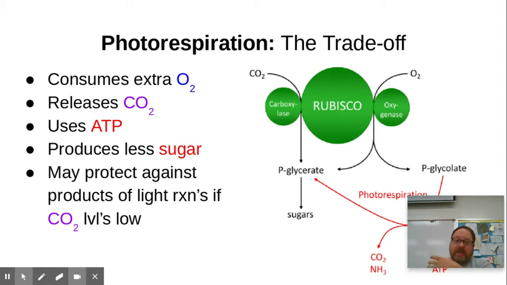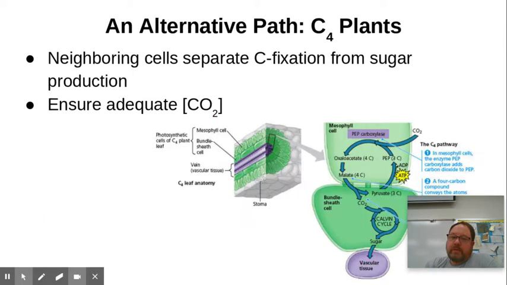Now, why would it still retain that function even if it's metabolically costly? Some people also think that this prevents the accumulation of some of the products of the light reactions. Some of the products of the light reactions, if they accumulate, can be damaging to the cells. So they think that this is a way for plants to survive without having too much toxic material accumulate. All right, now what we've learned about up to this point are called C3 plants.